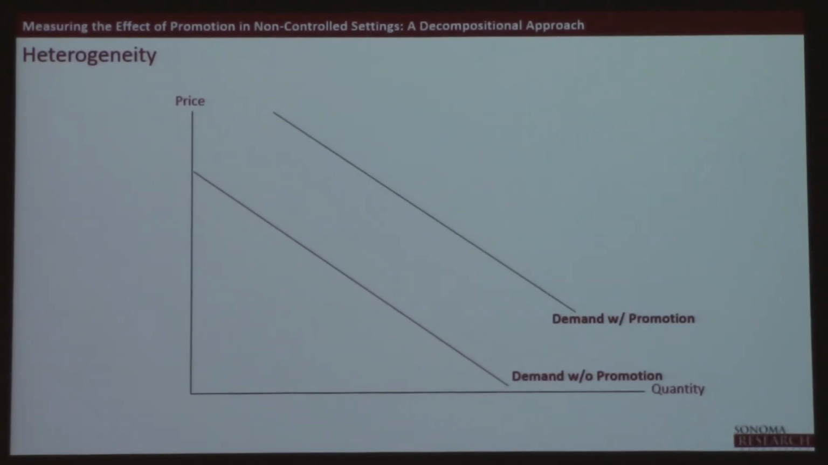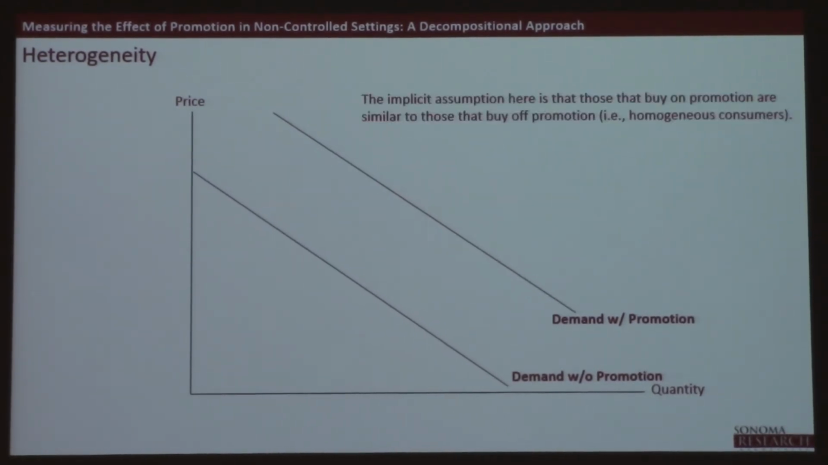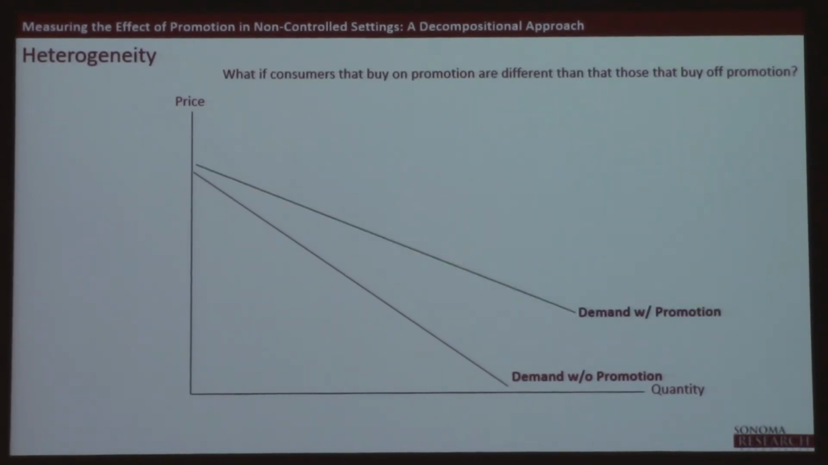So again, in textbooks, this is how promotional lift is measured. Again, what I said is, what happens if this is an invalid assumption? What if they look like that, for example? The slopes are different, like that.